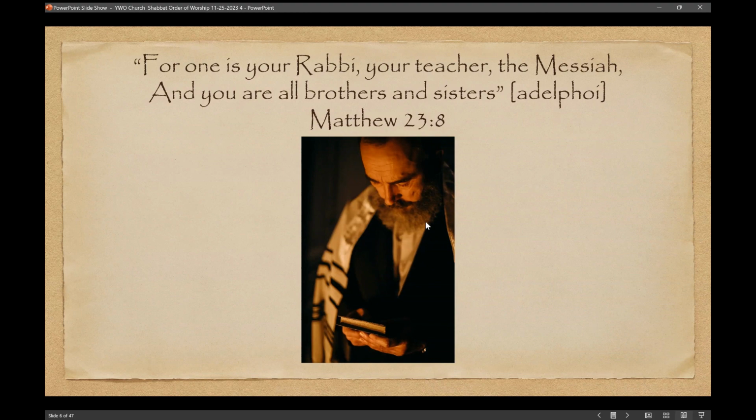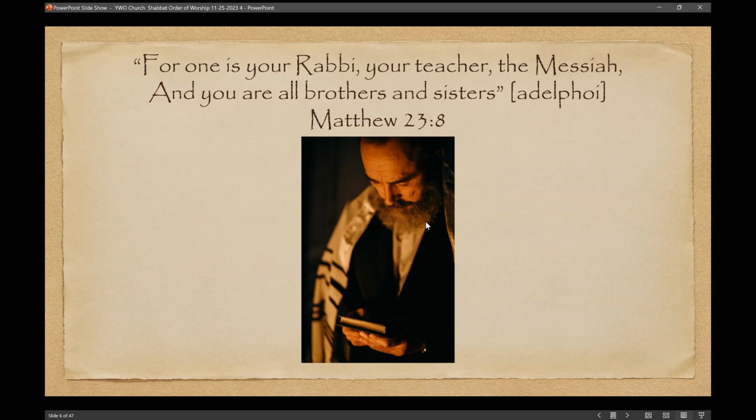The other motto of our group, will the next person please read it, would be the next step. Whoever wants to volunteer for that. Then it reads, "For one is your rabbi, your teacher, the Messiah, and you are all brothers and sisters, adelphoi." And lots of people will translate that and just use the English version, which is brothers. But that's not the way it works in Greek. This would be understood to be brothers and sisters or siblings.